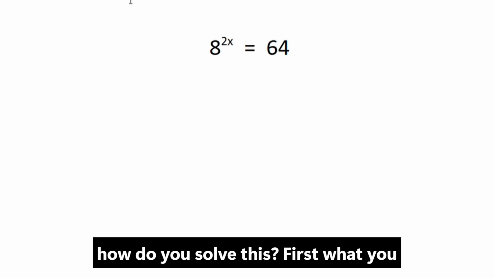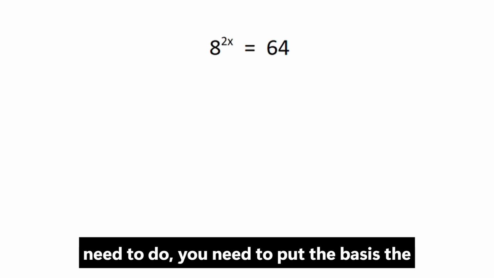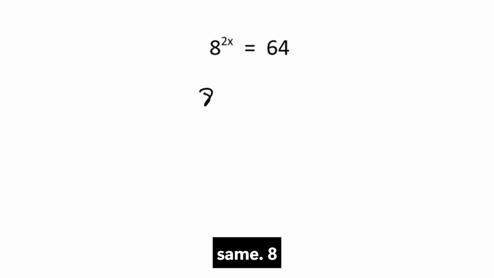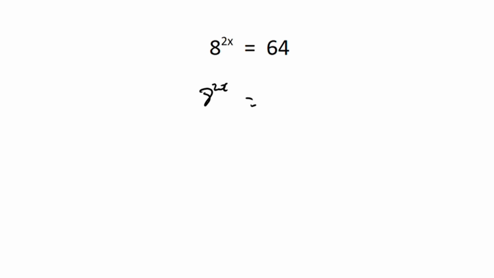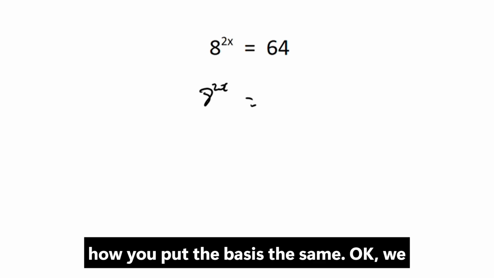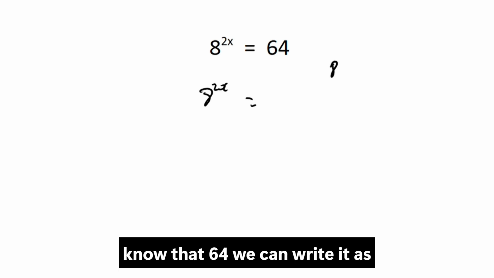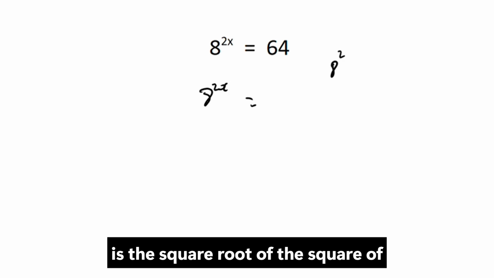So how do you solve this? First, what you need to do here is put the bases the same. 8 to the power of 2x equals... How do you put the bases the same? Okay, we know that 64, we can write it as the square of 8, that gives you 64.